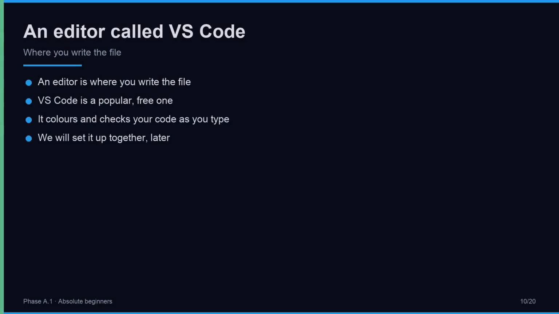An editor is simply the program you use to write your code files comfortably. The one we will use is called VS Code, and it is free. It does helpful things like coloring your code so the structure is easier to read, and gently warning you when something looks off. You can write Python in any plain text editor, but a good one removes a lot of small friction. We will set VS Code up together in a later lesson, step by step.